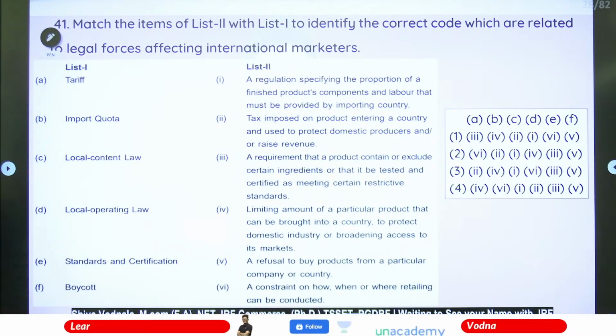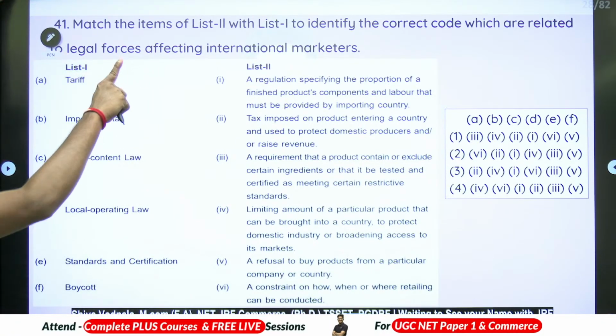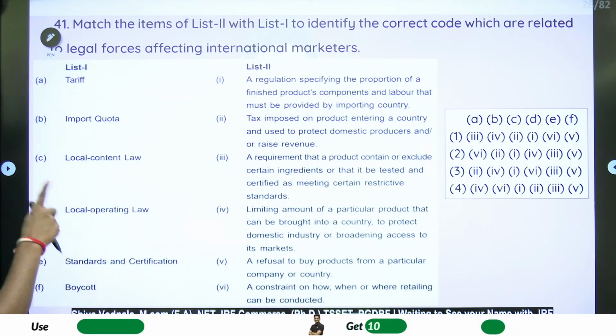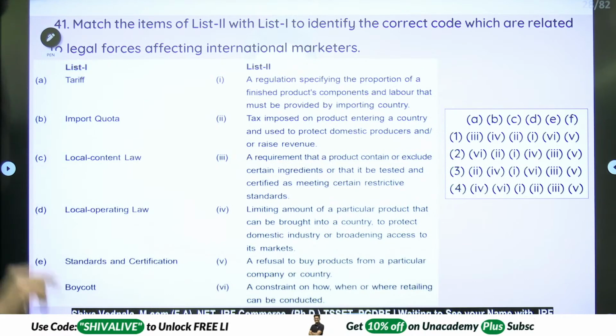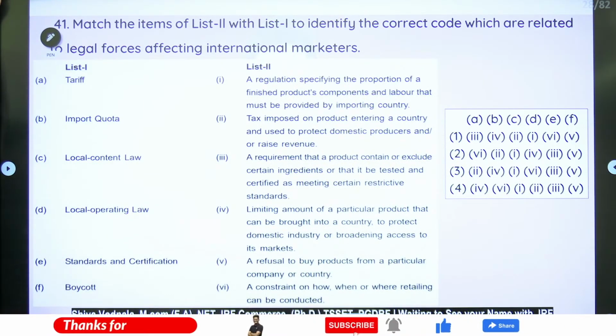Tariff, import quota, local content law, local operational law, standards and certification, boycott. Buy only with one, don't think much. Because when the question is big like this, first look at that one, and out of the list two, which one is matching? We know tariff first. Based on the tariff, you can go.